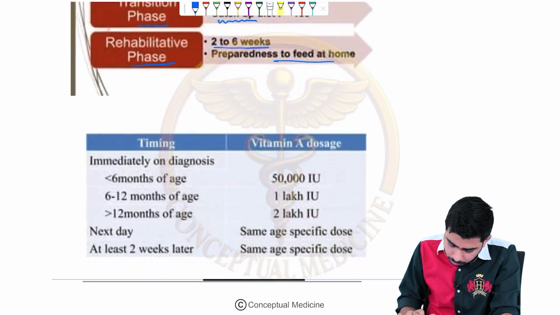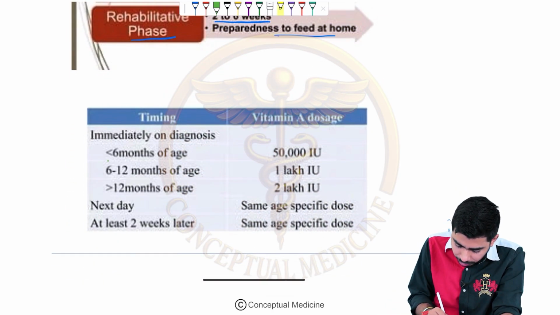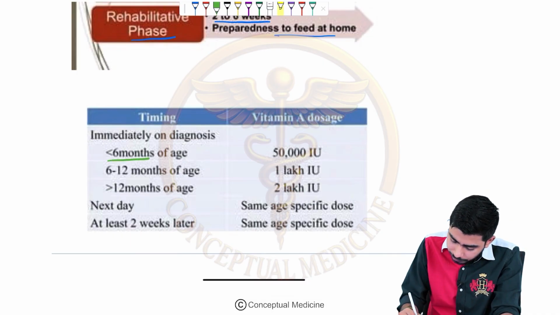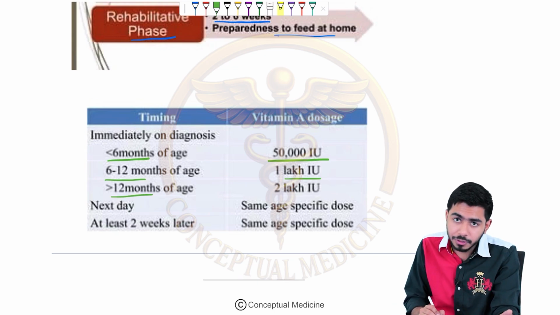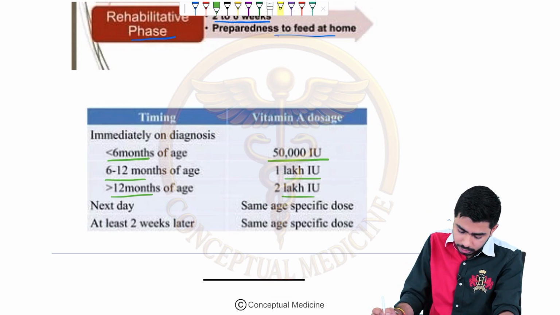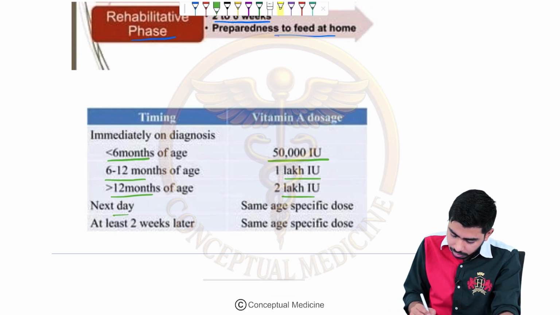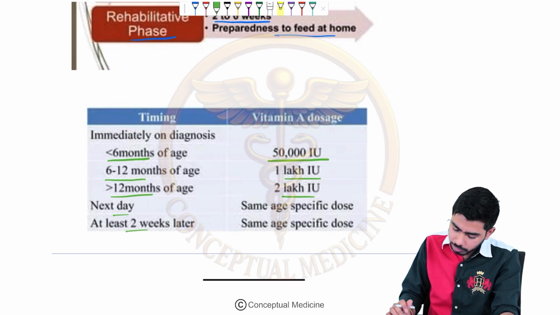Now we shall be talking about some vitamin A doses, right? For less than 6 months, vitamin A should be given 50,000 international units, right? For 6 to 12 months, 1 lakh international units should be given, and just double if it is more than 1 year or more than 12 months, that is 2 lakh international units, right? Next day, same age specific dose, and at least 2 weeks later, same age specific dose should be given.